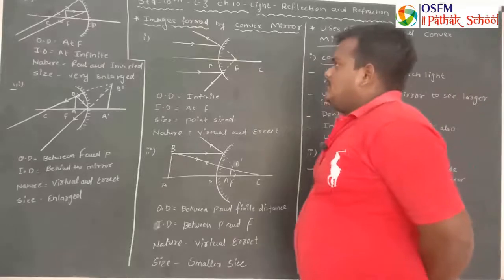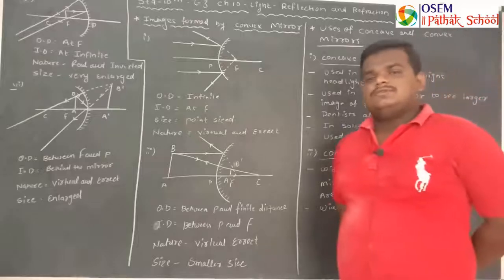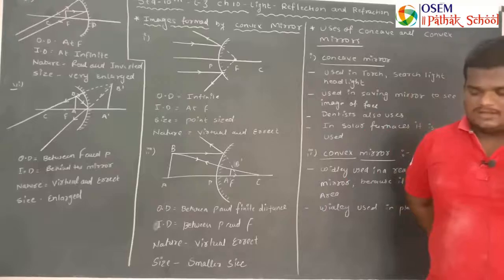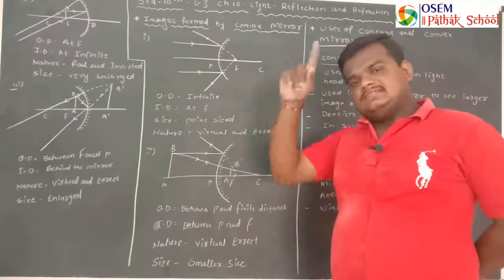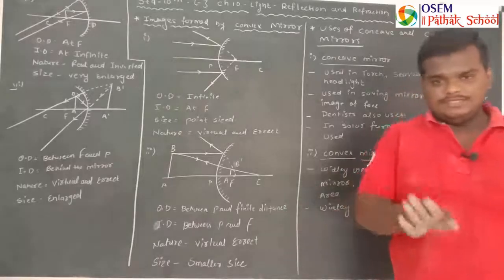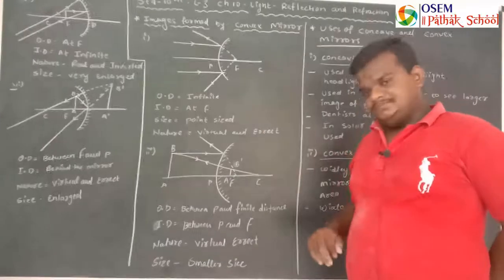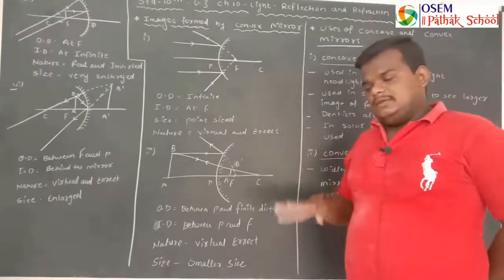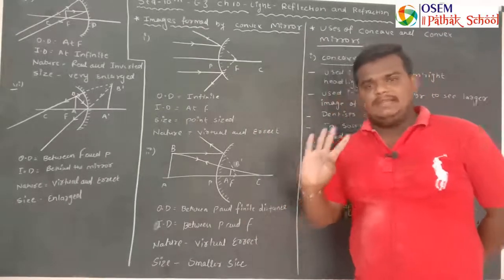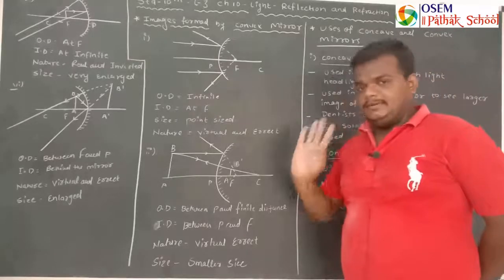In the second lecture we had discussed the 4 different positions of the object in front of a concave mirror. First position, it is placed at an infinite distance. Second position, it is placed beyond the C. Third position, at the center of curvature. Fourth position, between C and F. We had completed the ray diagrams for these 4 positions.